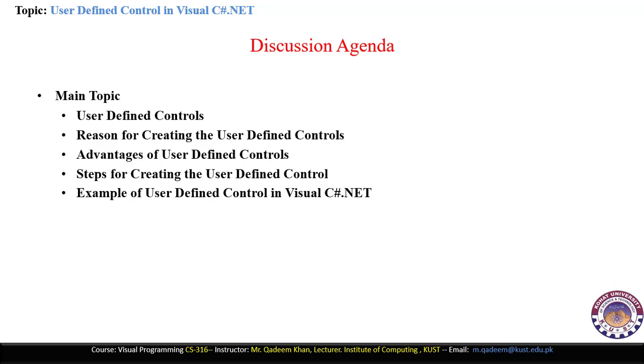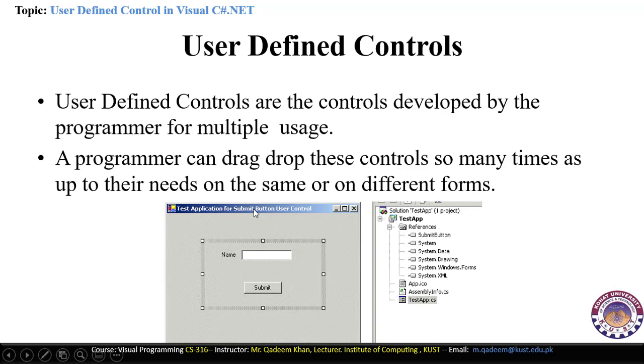This is the discussion agenda. It contains different topics including user-defined controls in C#.NET, why we are going to create our own user-defined controls, and then the advantages of user-defined controls. Here we will follow different steps for creating the user-defined controls, and at the end we have a very important section in which we will demonstrate examples of user-defined control in Visual C#.NET.